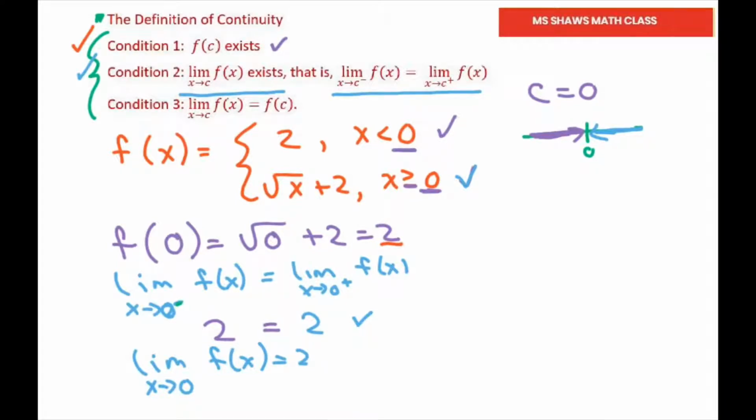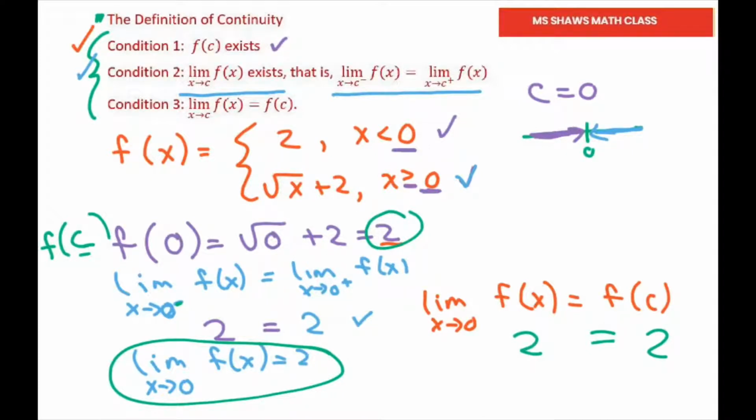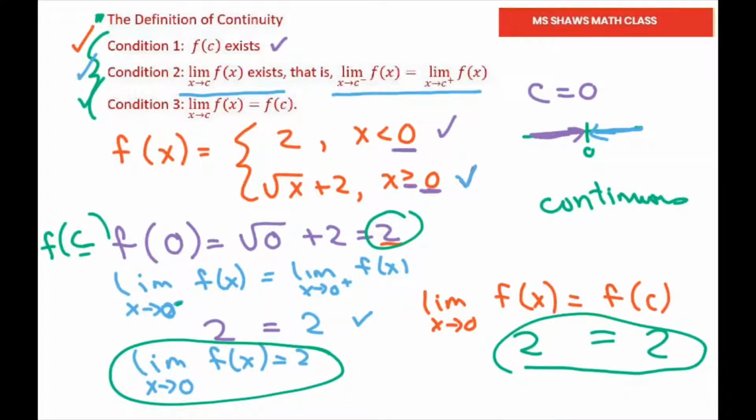And for condition 3 to be satisfied, my limit as x approaches 0 of f of x should equal my f of c. Well, my f of c, which is right here, was 2. And my limit as x approaches 0 is also 2. So they do equal. So condition 3 is satisfied. That means this function is continuous. And when we graph it, I'll show you what it looks like.